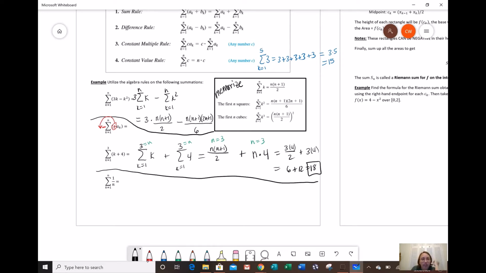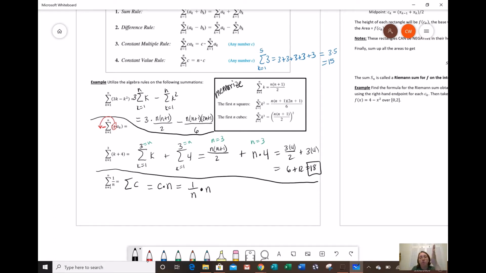All right, find the sum as k goes from 1 to n of 1 over n. All right, so what is this asking us to do? Well, if I plug in 1 for k, wait, there's no k here. So what would our first term be? Well, n is a fixed number. So this n is actually a constant. So this is the sum of a constant, which means our formula is going to be the constant times the n. So our constant is 1 over n times the n that we're adding up.